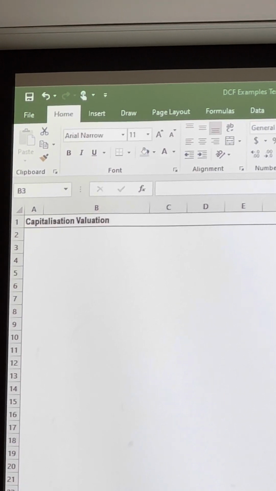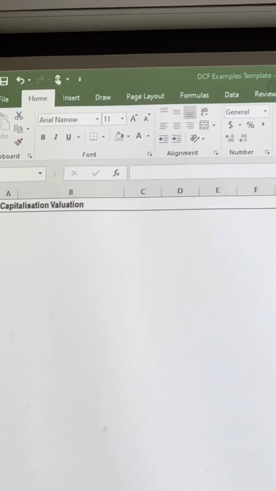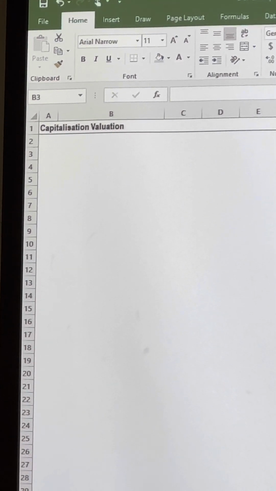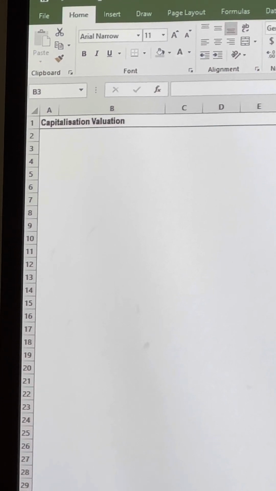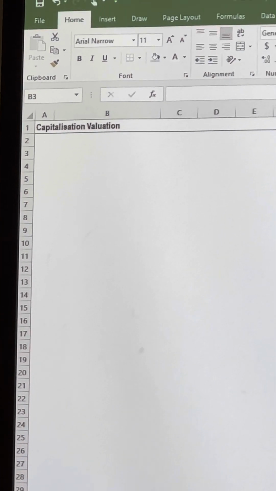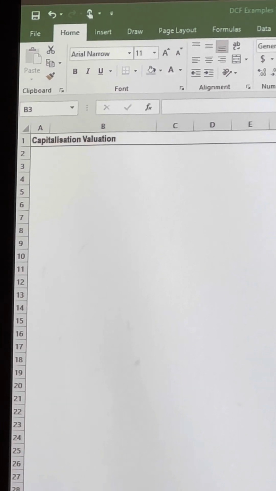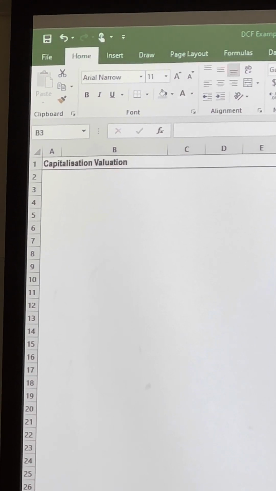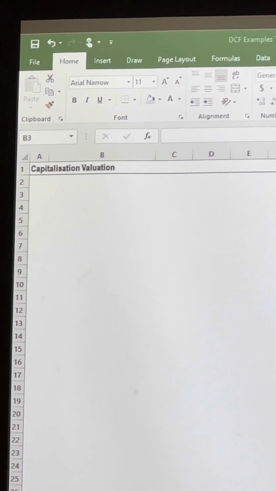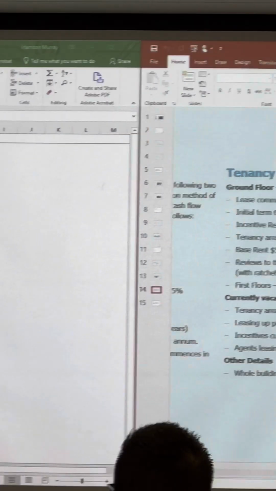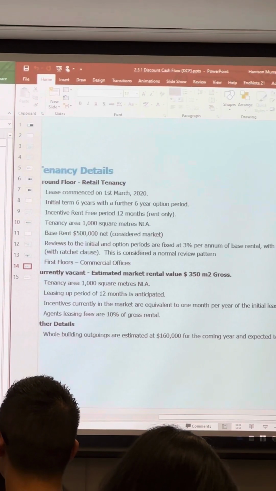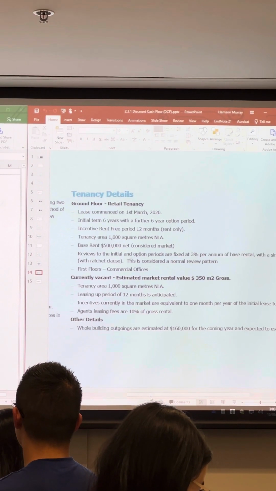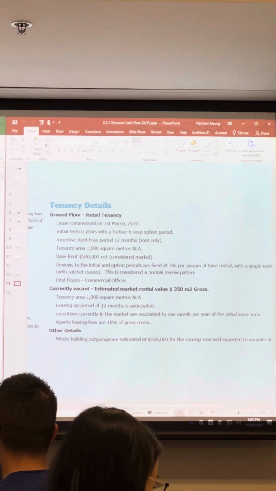So we've got a retail tenancy on the ground floor that's got a new lease. It's 6 years with a further 6-year option. There's a 12-month rent-free period for the rent only. It's 1,000 square metres. The base rent's 500,000 net, and that's considered market here. Reviews, the initial and option periods. So reviews across everything, whether it's during the fixed term or at options, 3%, with a single review to market on option, with a ratchet clause. I think we're just assuming it's constantly 3%.